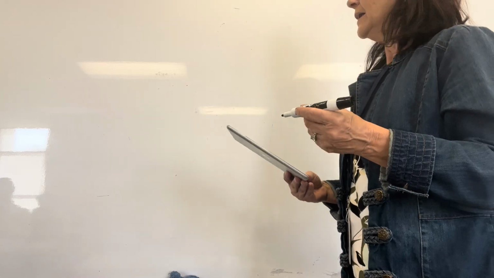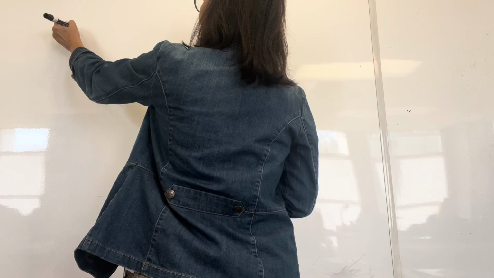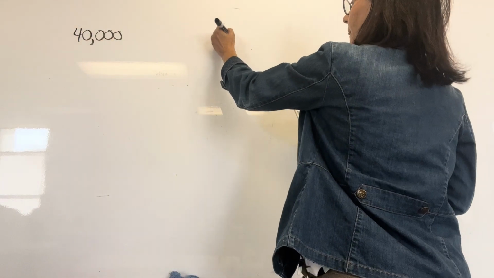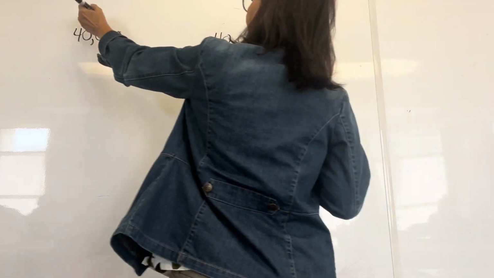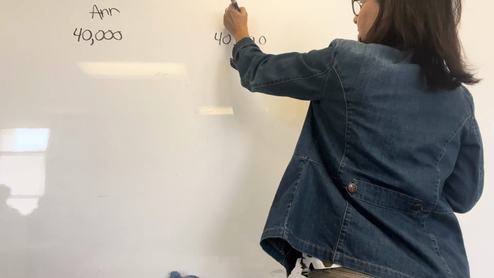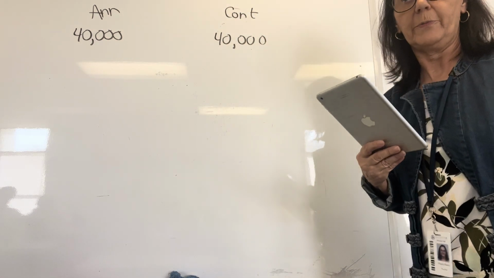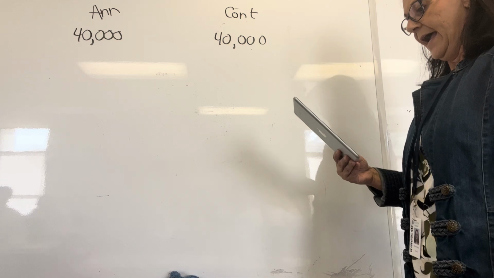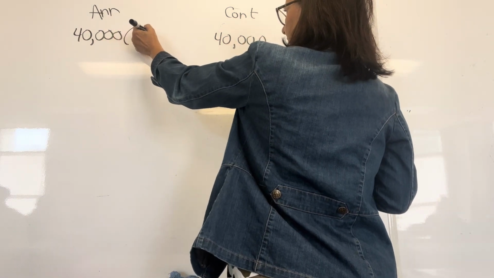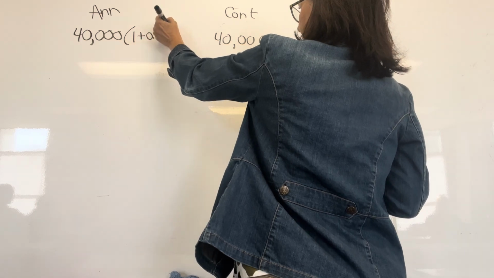If you invest $4,000, and let's just compare it, let's make it $40,000. Let's say we're going to invest $40,000, okay? And let's do annual compounding, and let's do continuous, and see what the difference is. What would you prefer? And 5%, 3 years.